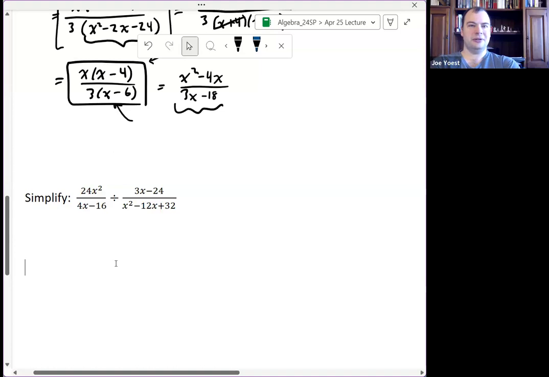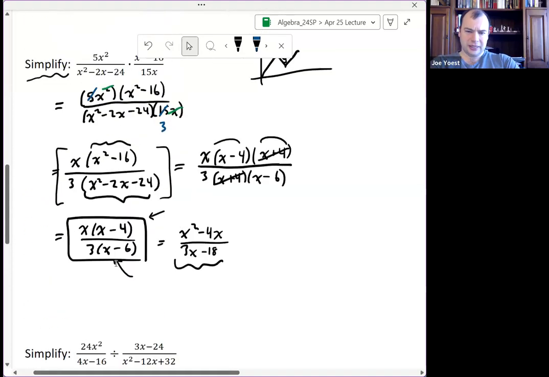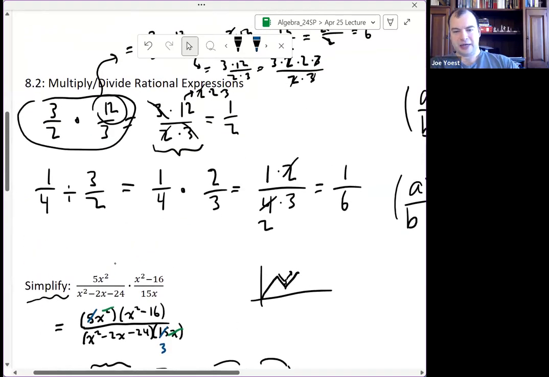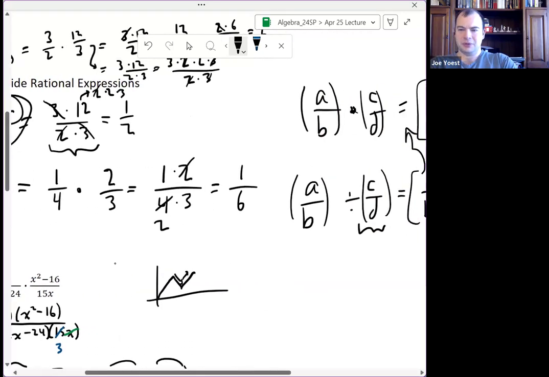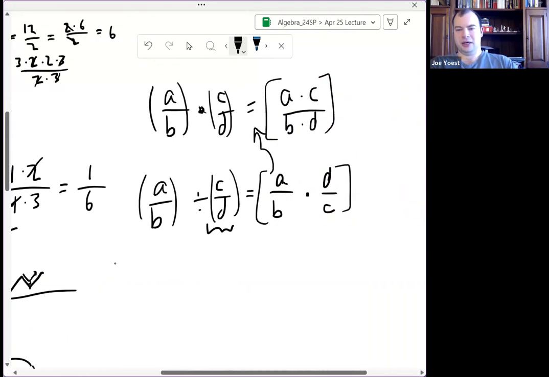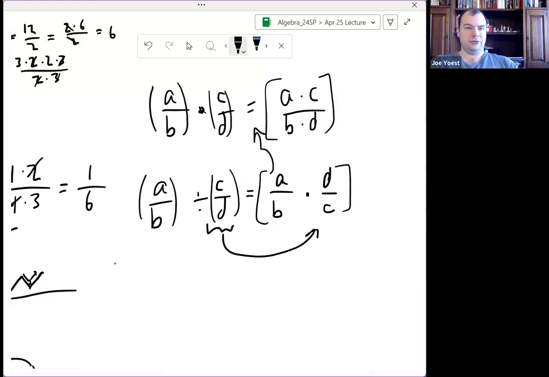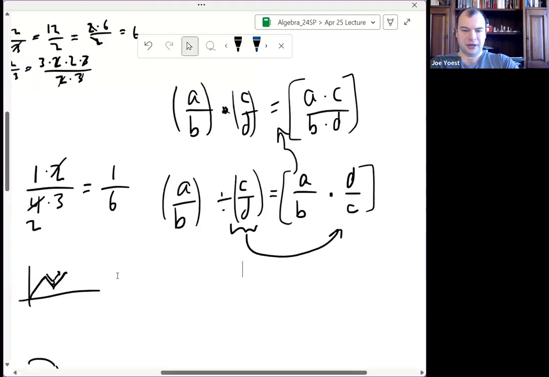So what about dividing rational expressions? How does that work? Again, let's think back to our numerical fractions. 1/4 divided by 3/2. What did we do? Remember, we said we needed to invert and multiply. We take the fraction immediately after the divided by sign, we flip it so the numerator becomes the denominator and the denominator becomes the numerator, and then we change the divided by sign to a times sign.